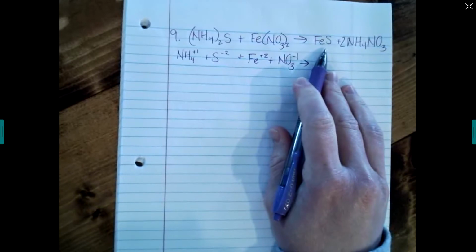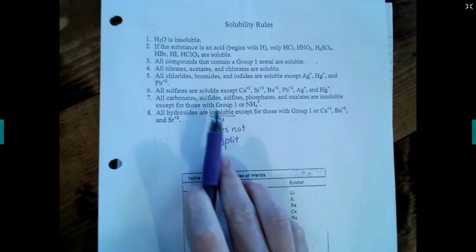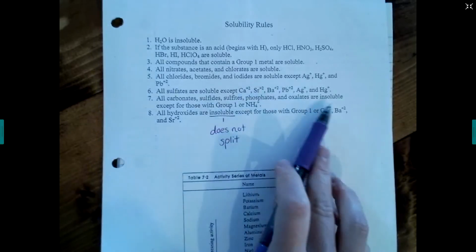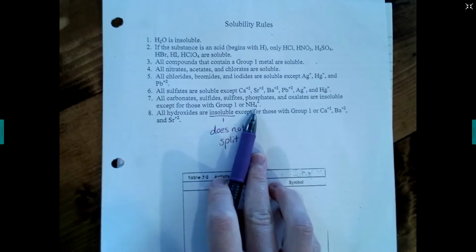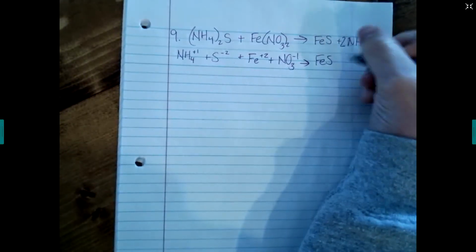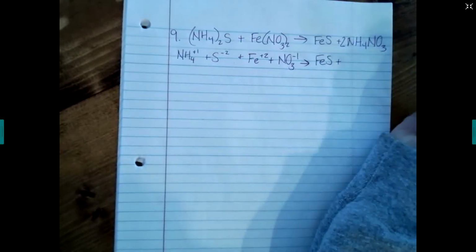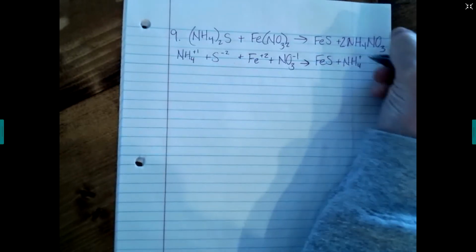On this side, we see sulfide again. So we're going to look at Rule 7. Remember it said that all sulfides are insoluble except for group 1 metals and ammonium. Iron is not either of those, so it is going to be insoluble. It will stay together. And then lastly, all nitrates are soluble, so that will split as well.